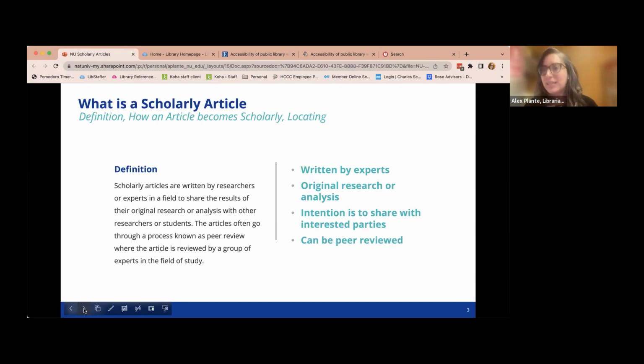So first and foremost, we've got a definition up here, and it's worth reading out loud. And I also have it here written. So, we have different ways of learning, different ways of taking in information. So if you prefer to listen, fine. If you prefer to read, ignore me. But a scholarly article is written by researchers or experts in a field to share the results of their original research or analysis with other researchers or students like yourselves. The articles often go through a process known as peer review, where the article is reviewed by a group of experts in the field of study.